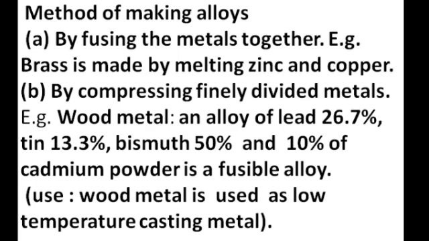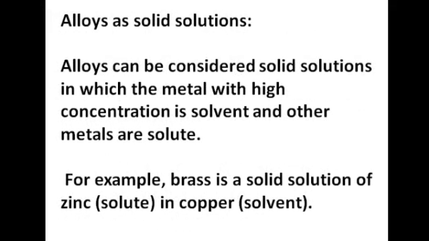What is the use of wood metal? Wood metal is used as a low temperature casting metal. It is used in casting.